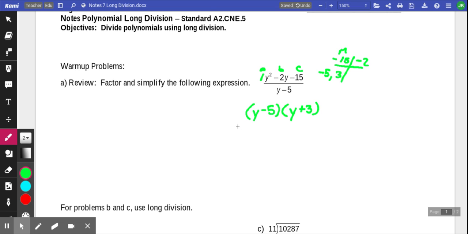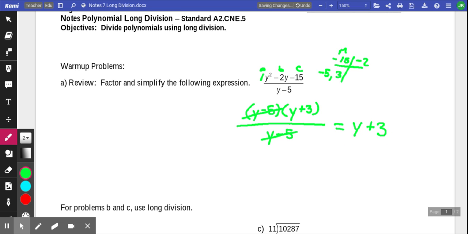So we'd factor the numerator, we'd try to factor the denominator, but the denominator is not factorable. But because we have this binomial, y minus 5 on bottom, we also have the exact same binomial on top. Those would cancel out, and we get that our answer is y plus 3.